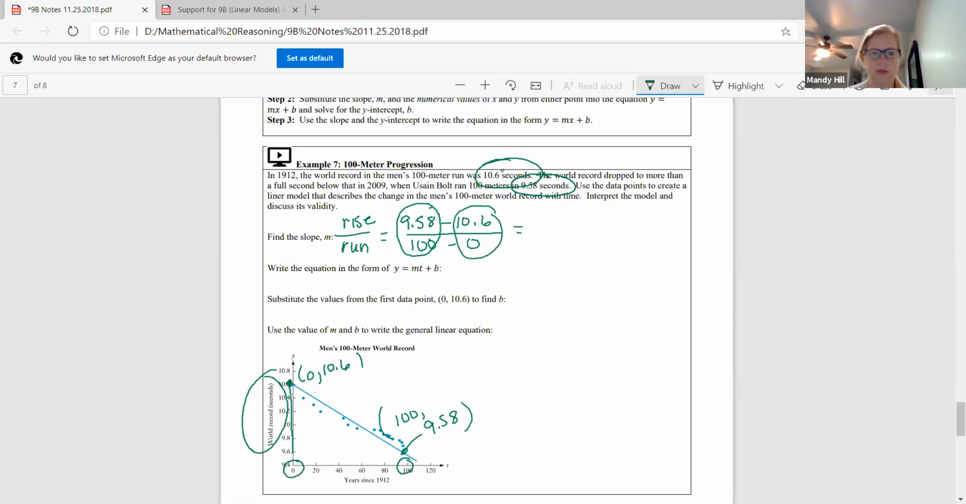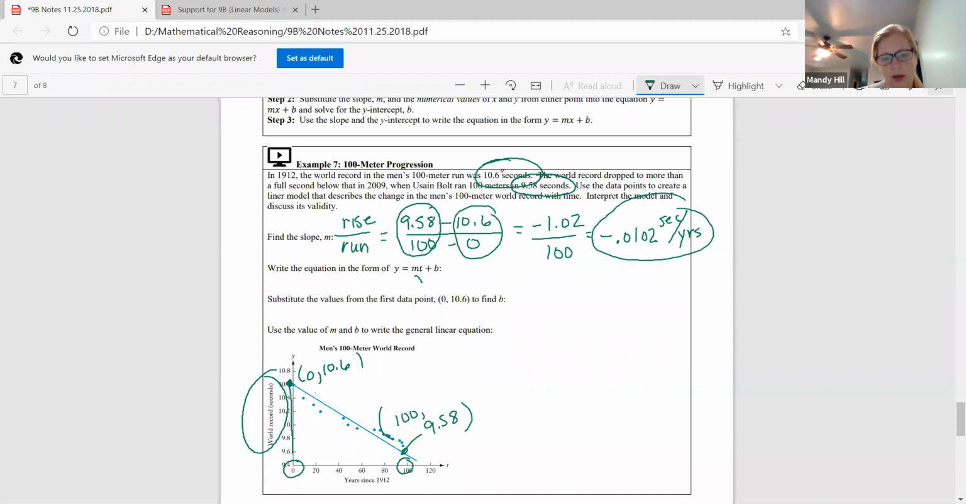So 9.58 minus 10.6 is -1.02. 100 minus 0 is 100. When we divide these, we're getting -0.0102, and this top is represented in seconds, the bottom is years. Okay, so there's our slope.